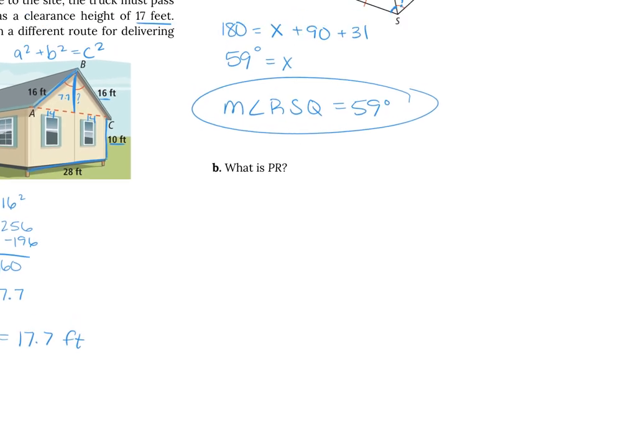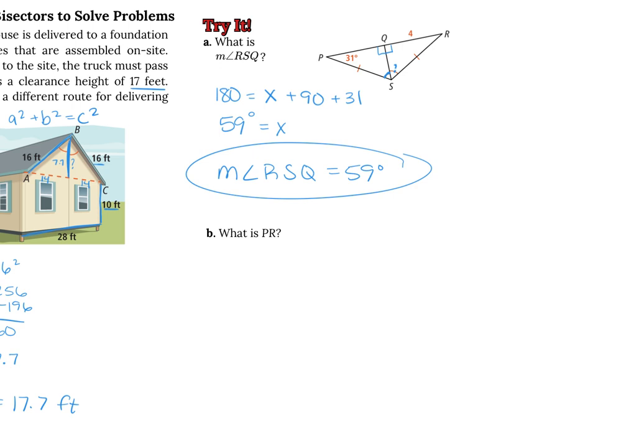Right, next we're looking for the measure of PR, which is that entire side. I know that my perpendicular bisector is evenly splitting that base in half. So I know that this 4 would have to be congruent to this missing side PQ. So I would have 4 plus 4. So PR would be 8.